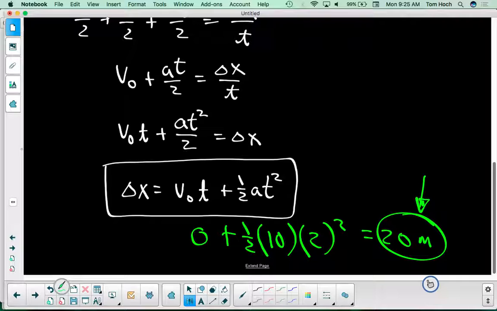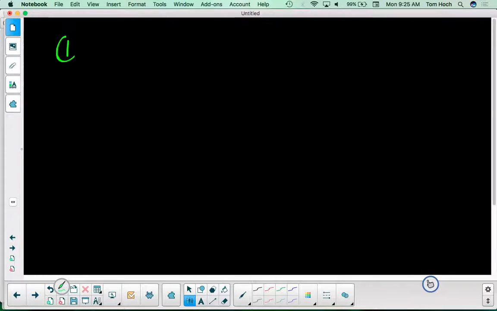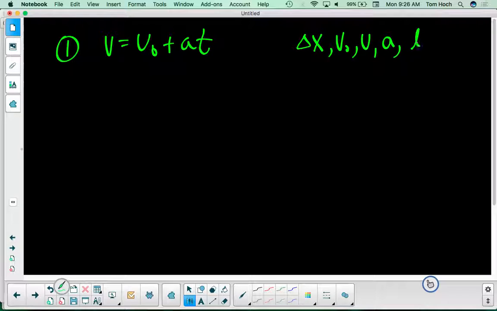All right, let me catalog these equations. Equation number 1 on the formula sheet says V equals V0 plus AT. Here are the 5 kinematics variables: delta x, V0, V, A, and T. The second equation says delta x equals V0t plus 1/2 AT squared.